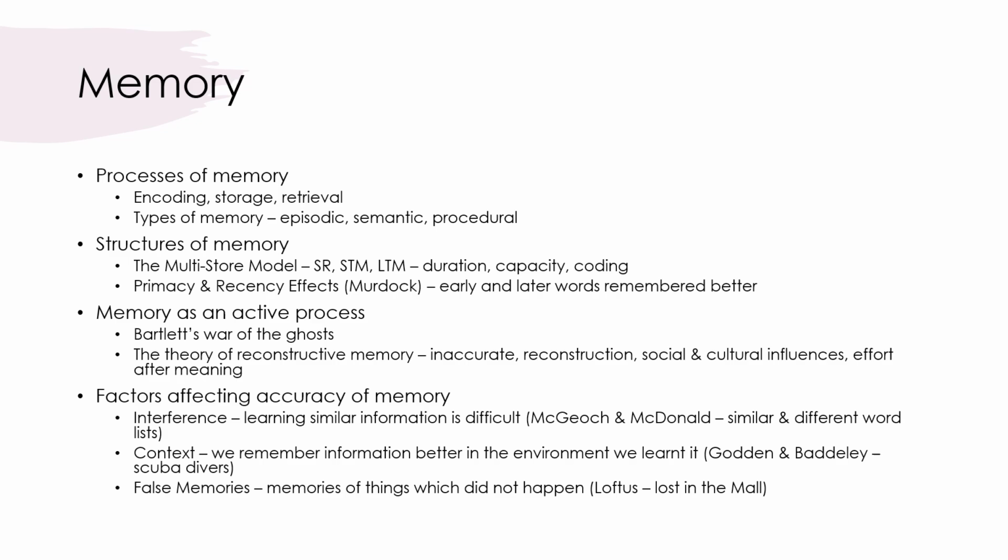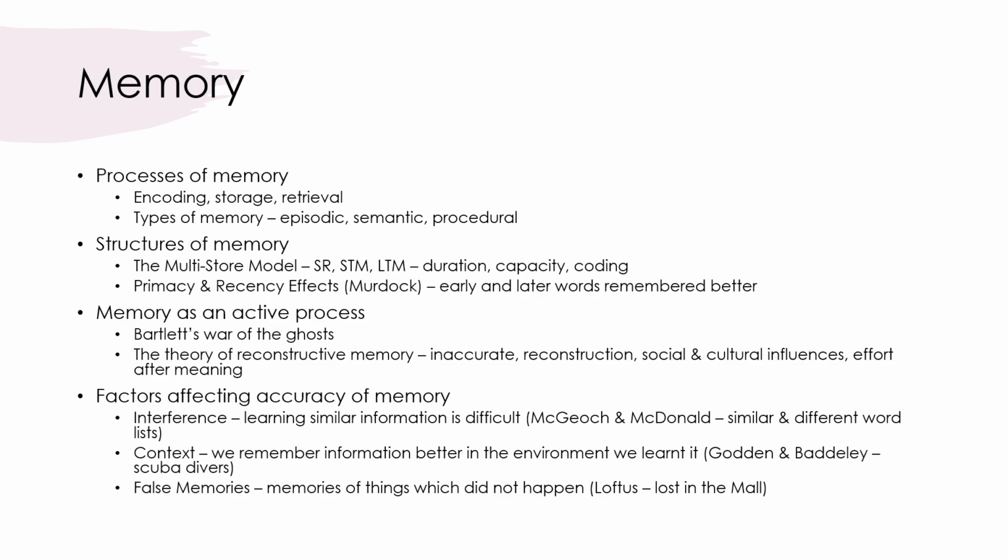Next, you've got context. So this is the fact that we remember information better in the context, in the environment that we learnt it, than we do in a different environment. This was the Godden and Baddeley study, the scuba diver study. Participants either had to learn a word list on land or underwater, and then they had to recall it on land or underwater. What they found was the participants that learned the word lists on land and recalled them on land recalled better. The participants who learned underwater and recalled underwater recalled it better. But if they had to learn underwater and recall it on land, or learn on land and recall it underwater, that's where the memory was impacted. So context affects the accuracy of our memory.